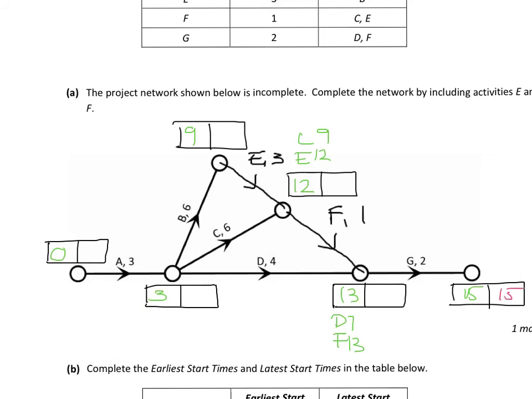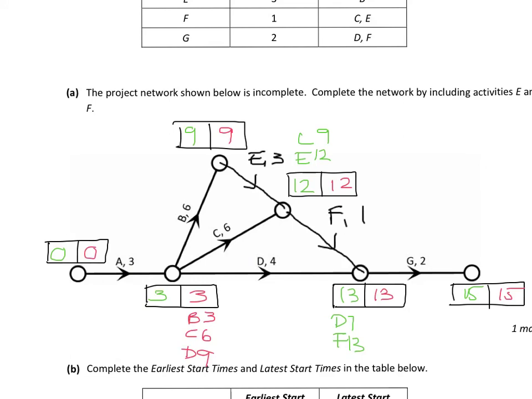But let's do our backward scan so that we can get the rest of our latest start time information for the table. So 15 minus 2 would give us 13. Going across D, we have three paths coming back in here, B, C and D. D would give us 9. Going back to activity F, so 13 minus 1 would give us 12 here. And up to E, 12 minus 3 would give us 9. And so now, working down, activity B would give us 3 here. C, 9 minus 6 would give us 3 in the box. And then 3 minus 3 gives us 0 back at the beginning.